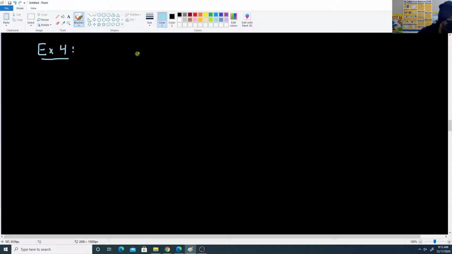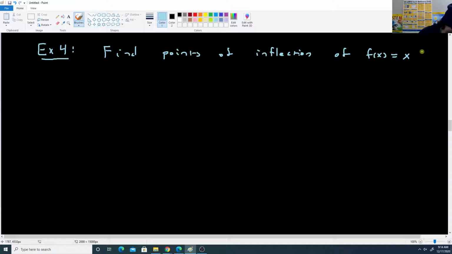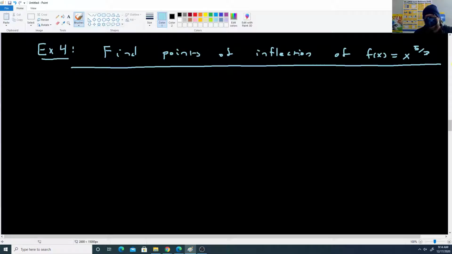So we want to find points of inflection of f of x equals x to the 5/3. If we have a 0 with a change in sign, that's a point of inflection. But if the concavity changes, even if it's not at a 0 of the second derivative, if you change from concave up to concave down somewhere, that will also correspond to a point of inflection. So let's take the first derivative.